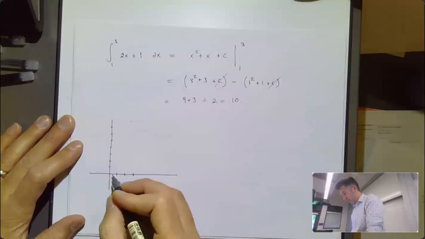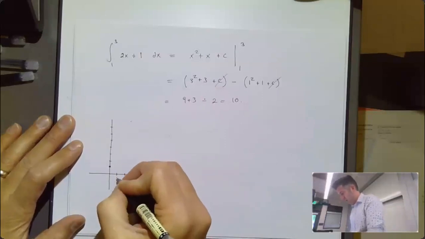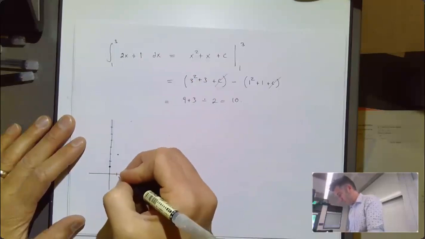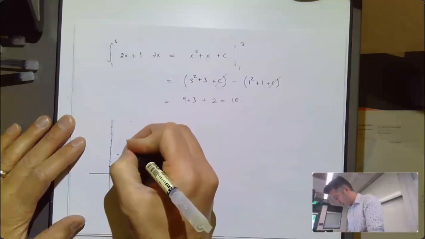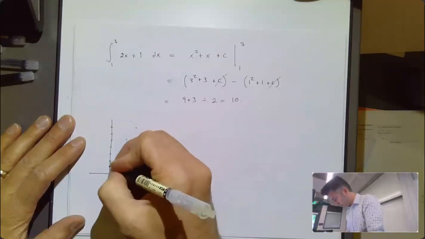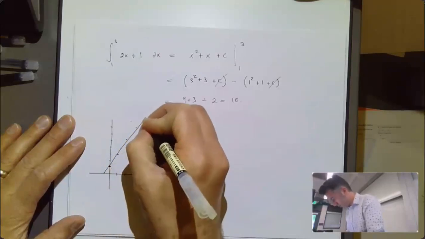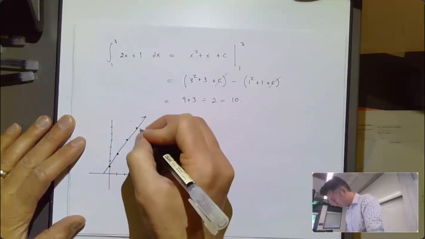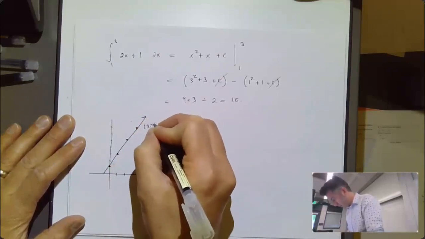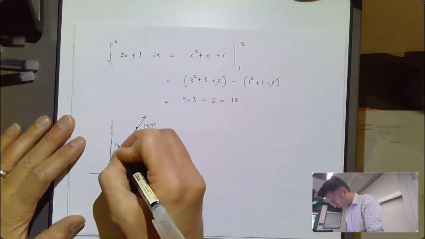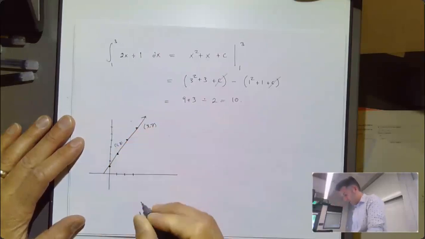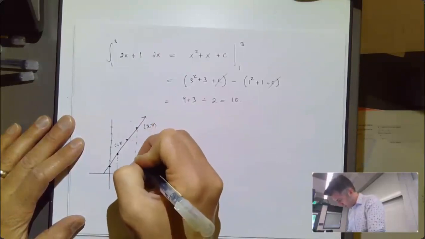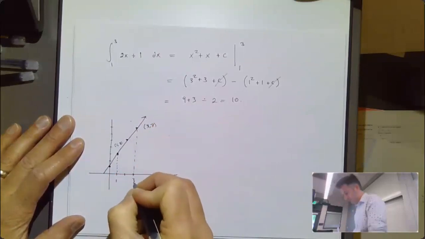So let's see, my y-intercept would be 1, and then when I plug in 1, I would get 2 plus 1 is 3, and then my slope is 2, so then 5, and then 7. Oops, close enough, right? Okay. So that's the point 3, 7. There's the point 1, 3. And I want to find the area under this curve from 1 to 3.